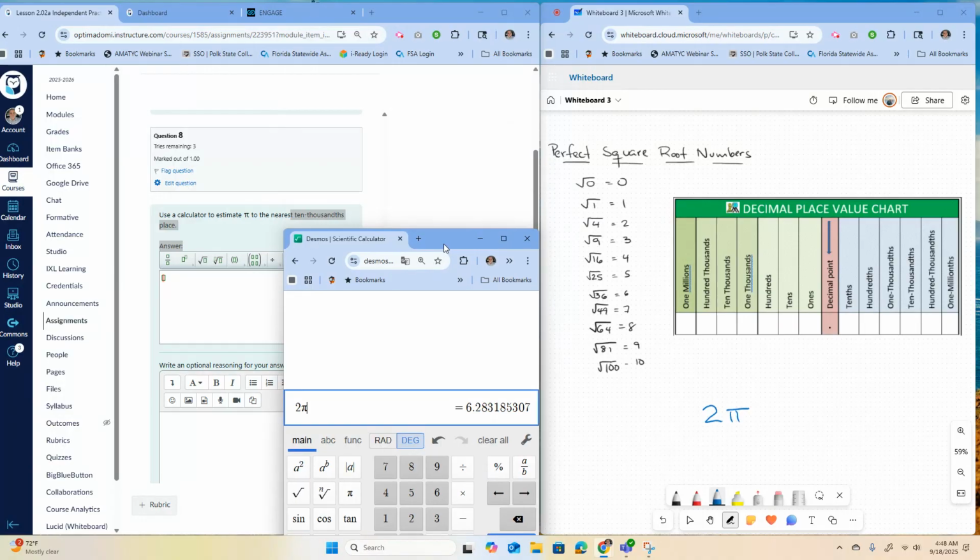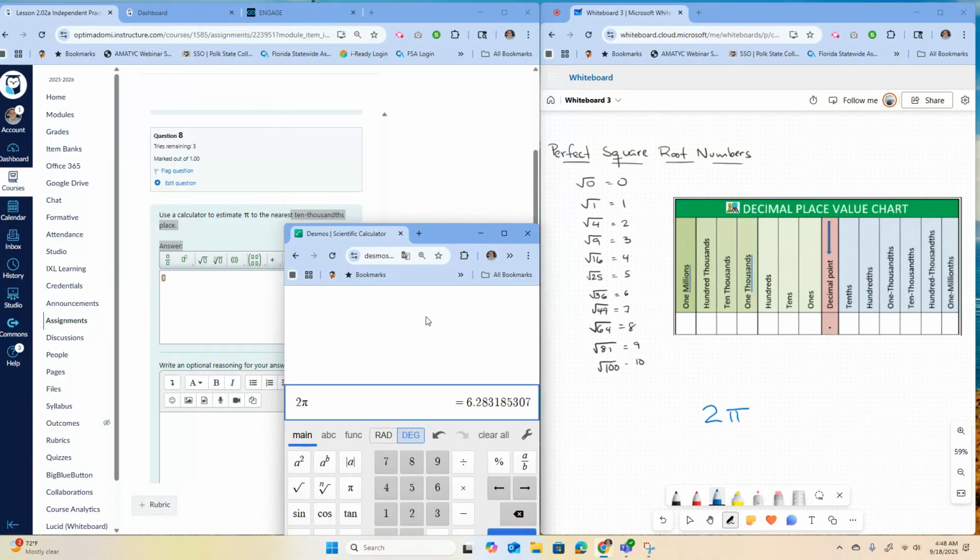Now, because they want me to round to the 10,000ths place, I'm going to use the decimal place value chart. And I'm going to type my answer in the chart. So 6.283. I'm supposed to stop at the 10,000ths place. So 6.2831. I should have stopped here. But because we are using an approximation, okay, we need the extra digit to the right of the 10,000ths place, to the right of the 1. So I can do the rounding.